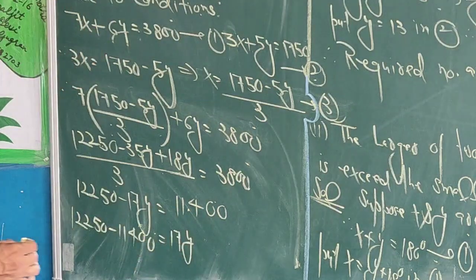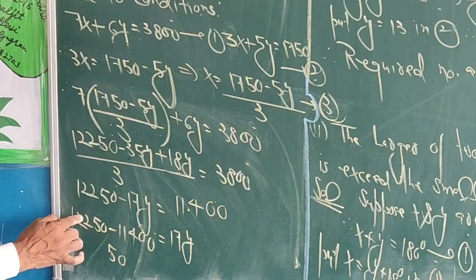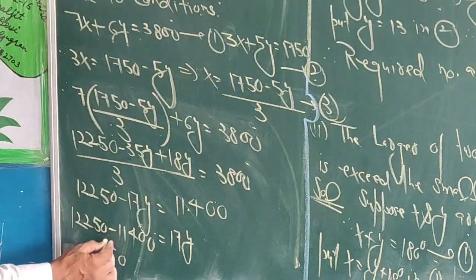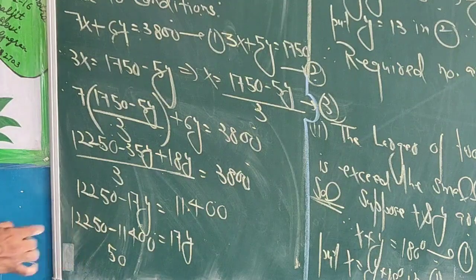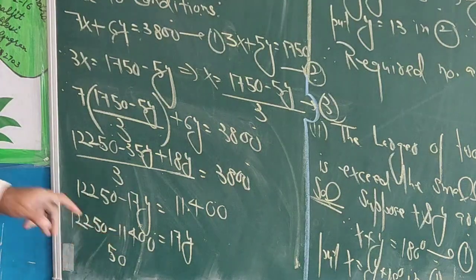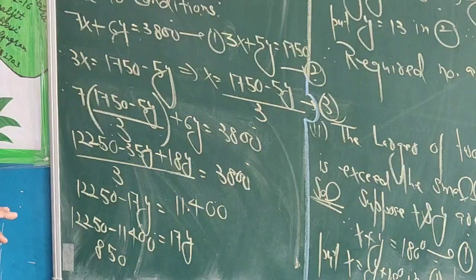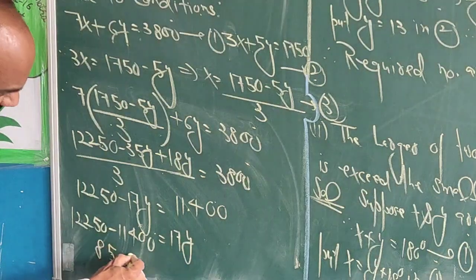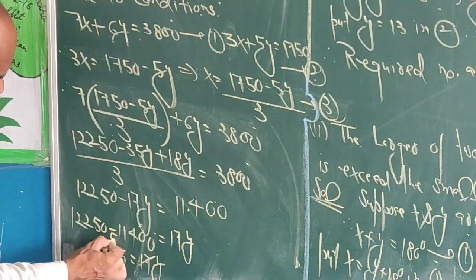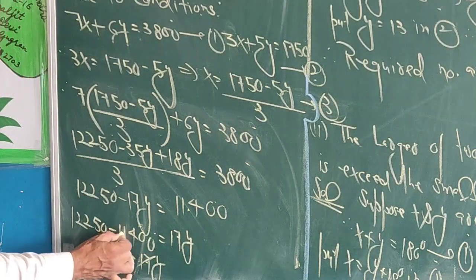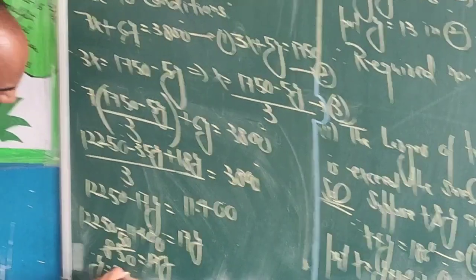So by solving, 850 is equal to 17y. Therefore y is equal to 850 divided by 17, which is 50. Therefore y is equal to 50.